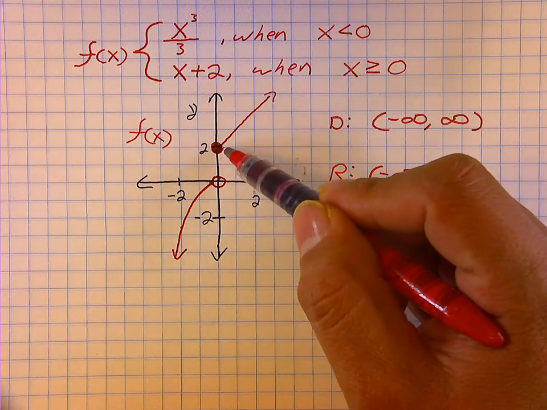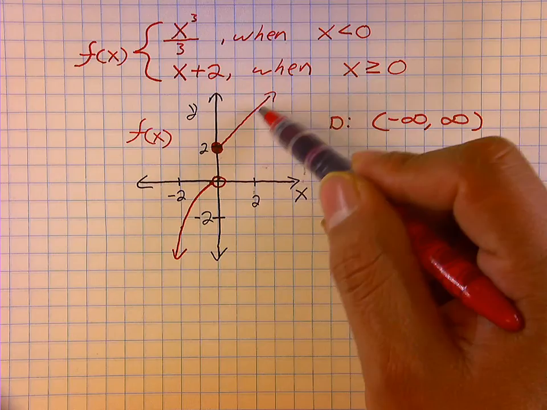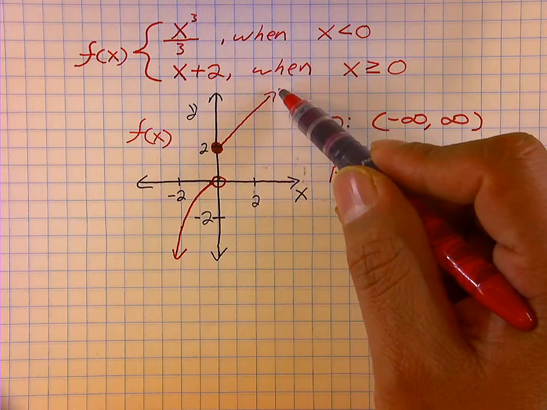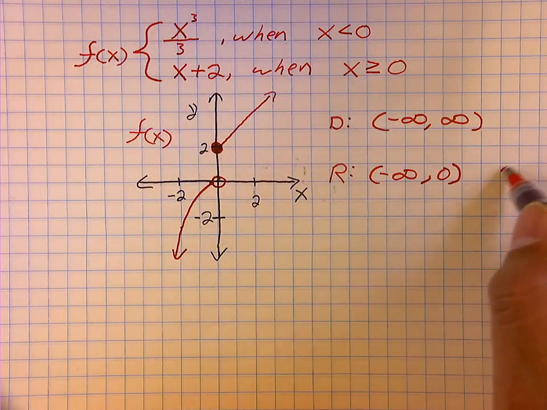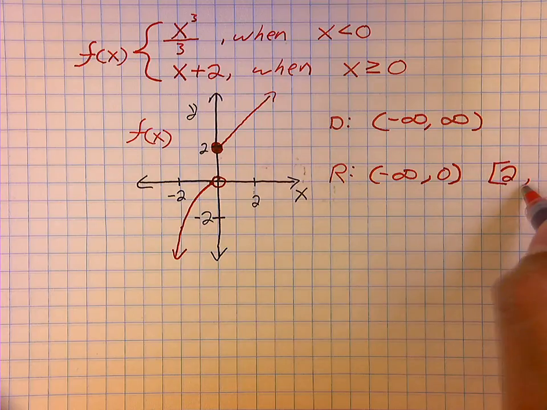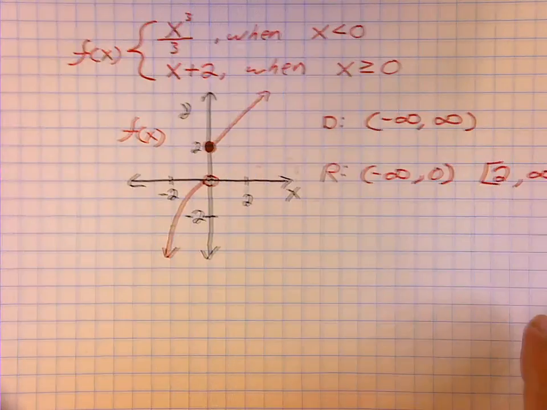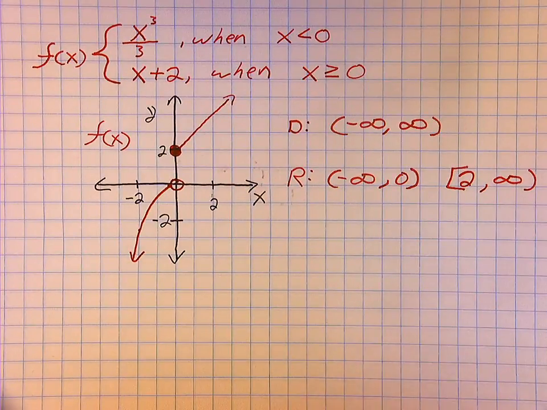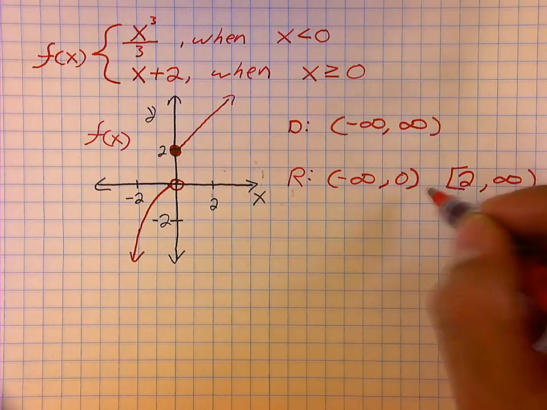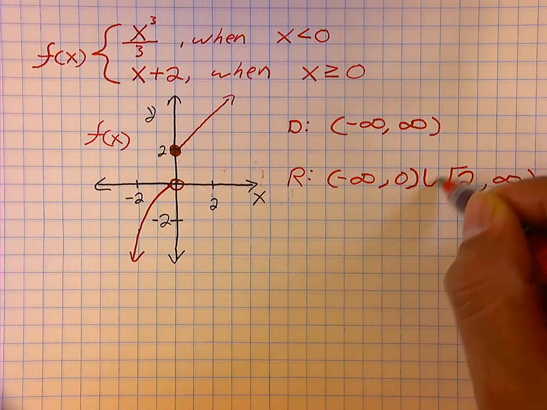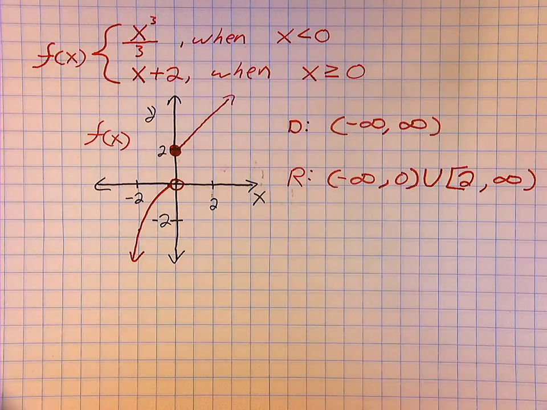This next piece has a range starting at the lowest value of 2 and increasing forever, which means I will start at 2, included, through approaching +infinity. Both of these are part of the range for this one piecewise function. So that I can illustrate that these are both part of the range, I'm going to put a little u to represent the union, so that both pieces make one range.